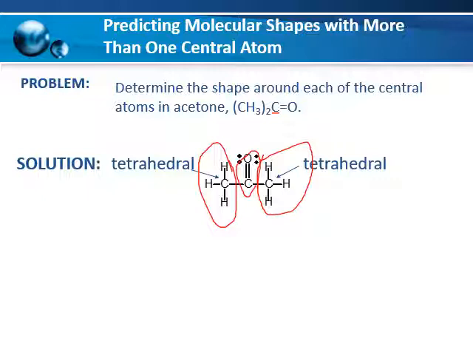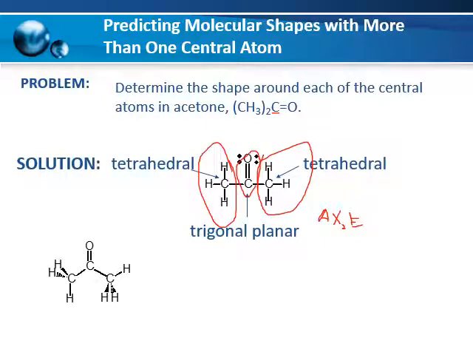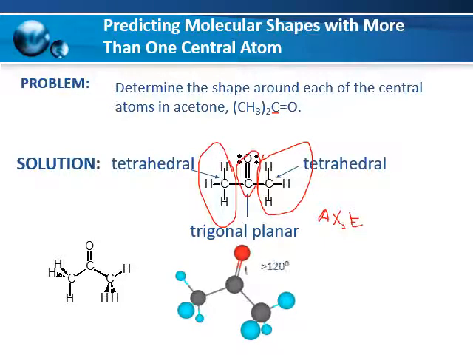And then what happened to the CO? The CO here is trigonal planar, because it has AX2E. The shape is AX2 and it has one lone pair. So that is trigonal planar. If we have a shape like this, determine one by one as well. So we have CH3, and we have CO. That's how we draw. That's trigonal planar.